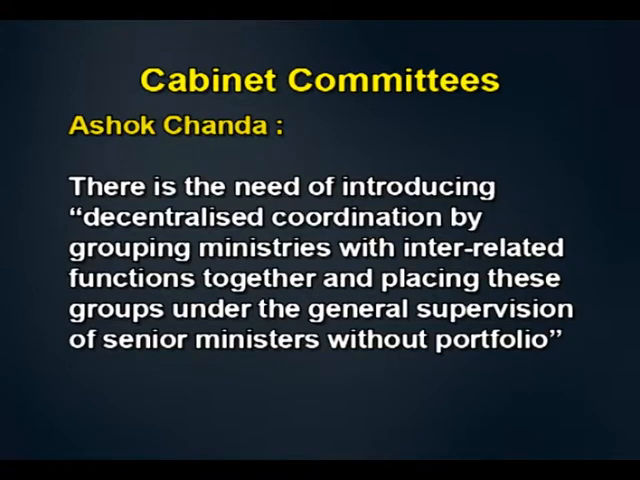According to Ashok Chanda, there is the need of introducing decentralized coordination by grouping ministries with interrelated functions together and placing these groups under the general supervision of senior ministers without portfolio. The purpose of constituting cabinet committees for securing coordination and for arriving at quick policy decisions might also be largely defeated, since these committees now include a large number of cabinet ministers.